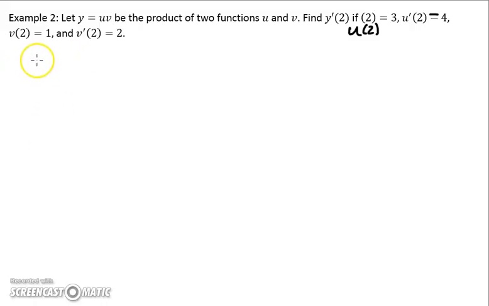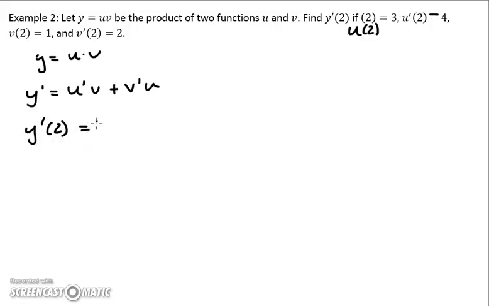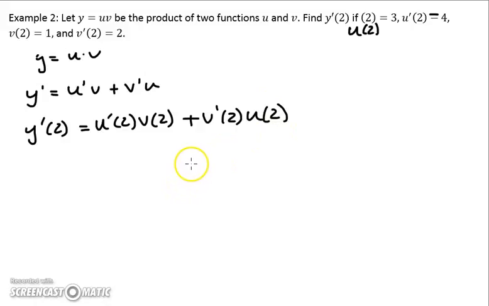What they're expecting you to do is start with your function y equals u times v and take the derivative of just this. That's just the rule that we know. So u prime v plus v prime u. And now we need to find y prime of 2. Well, y prime of 2 is going to be u prime of 2 times v of 2 plus v prime of 2 times u of 2. So really we're just taking 2 and plugging it into the function, even though we don't know what the function is. But the problem gives us everything we need to know.